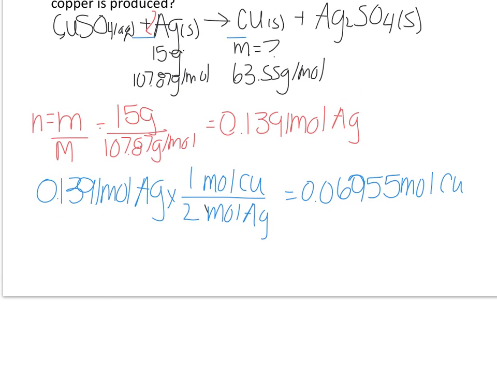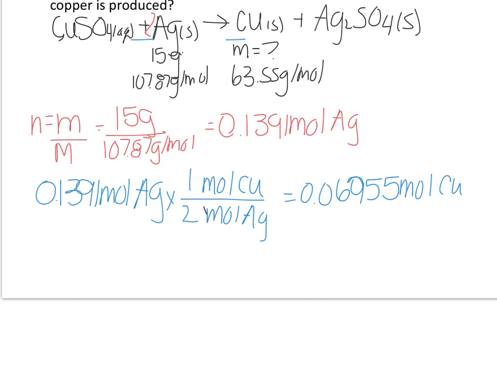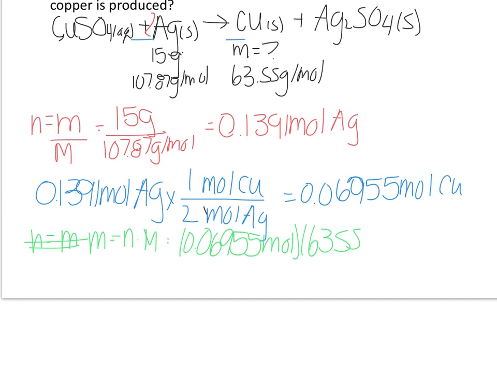Now last step, we're looking for mass, so we need to go from moles to mass. And what we're going to do is just use m is equal to n times big M. So 0.06955 moles times 63.55 grams per mole, decimal left, is equal to 4.4 grams of copper.